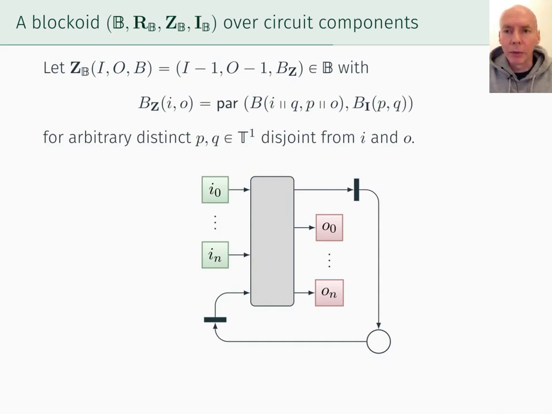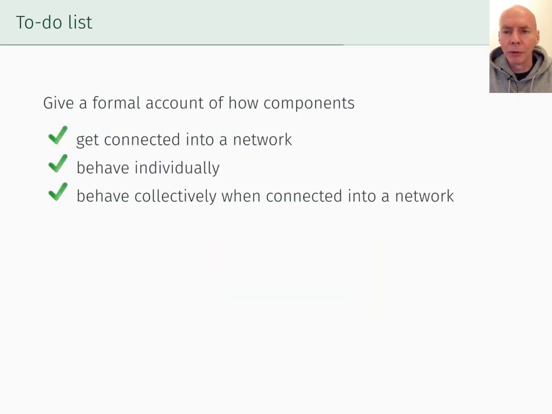And if these operators RACB, ZB, and IB satisfy the blockoid axioms, which they do, but I'm not going to prove it, we can check one last thing off our list. We've now given a formal account of how components behave in a network.